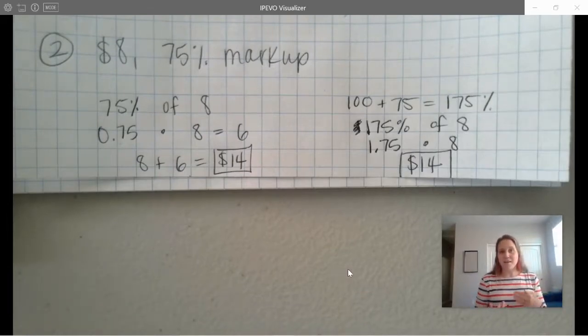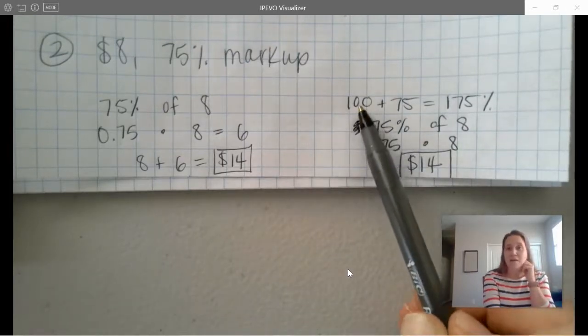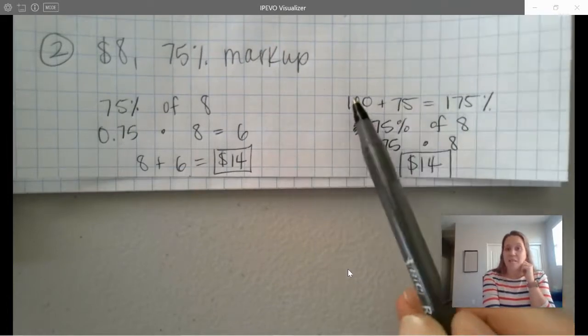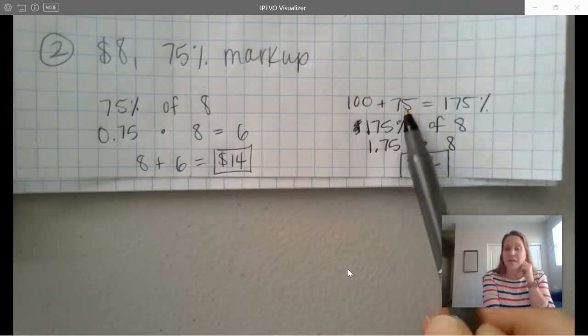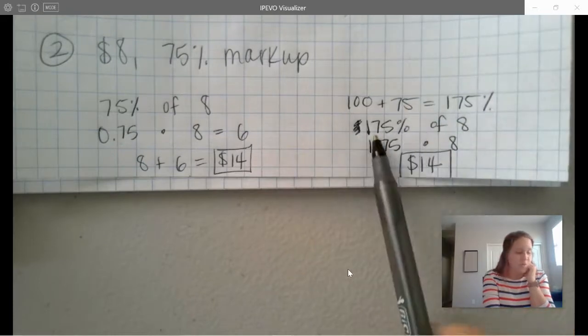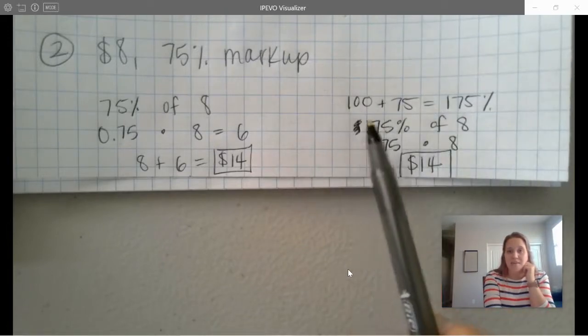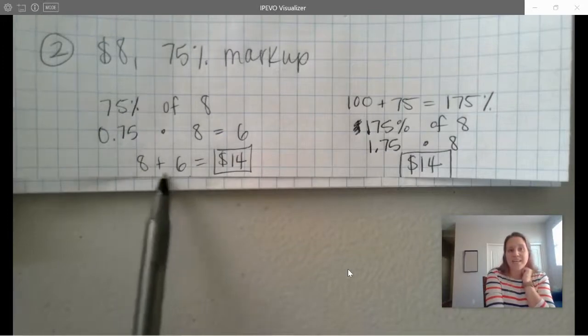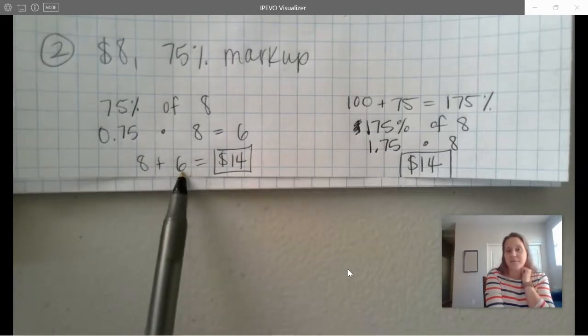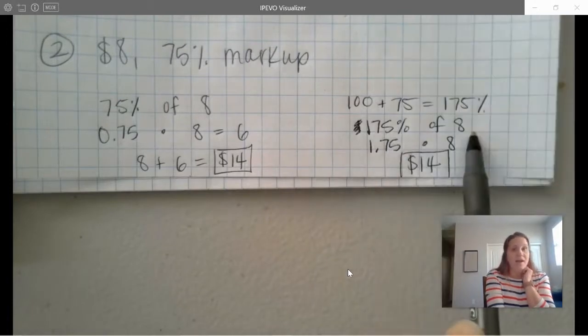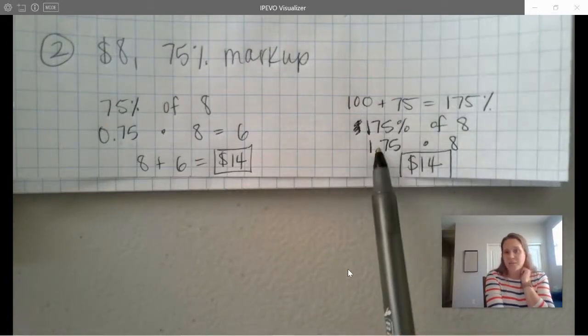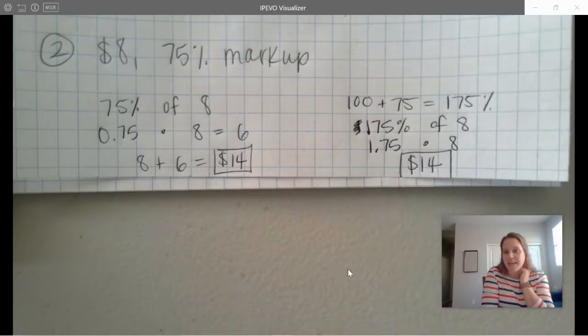If I know that it's being marked up and I want to find the new price, I actually want to find the sum of 100% and 75%, my original amount plus my markup. So I actually want to find 175% of 8. You'll see that sum here as well as in my original work here when I added the original cost and the markup together. So if I want to find 175% of 8, I can multiply 1 and 75 hundredths times 8, and I'll get 14. Go ahead and punch that in your calculator to confirm that you agree with that strategy.